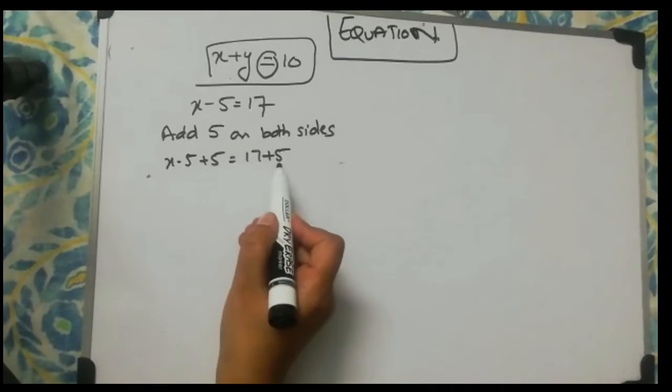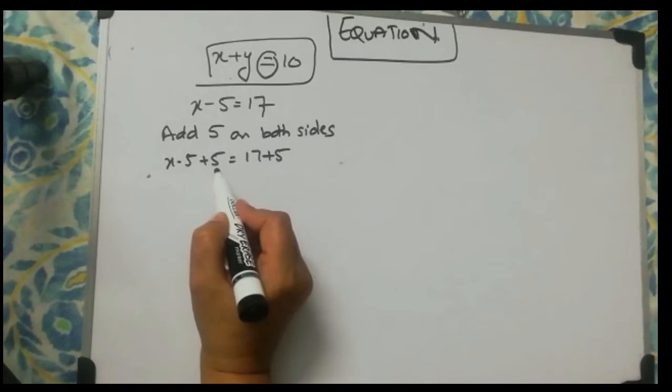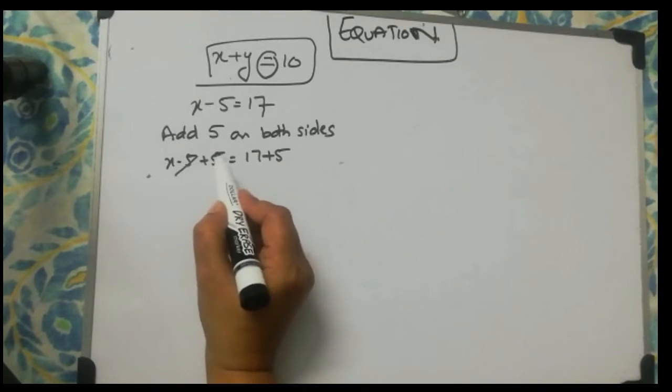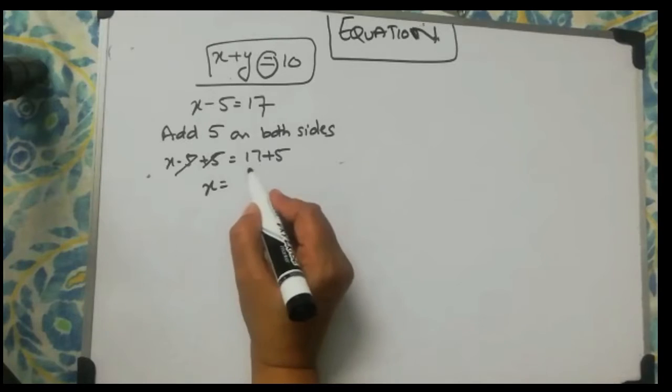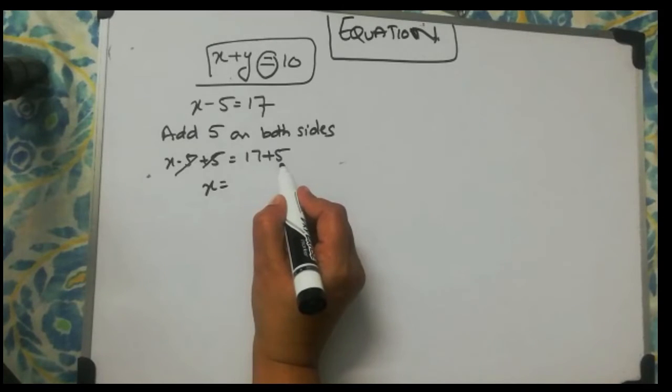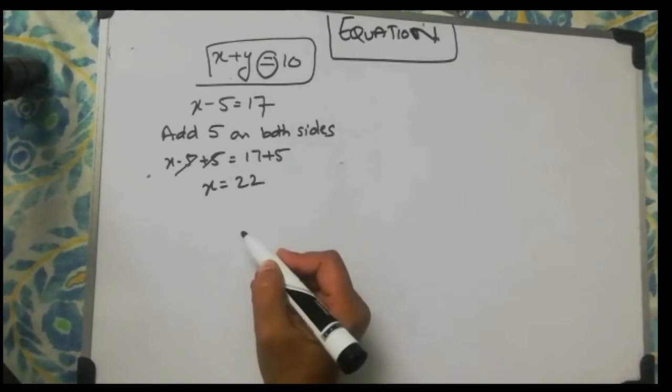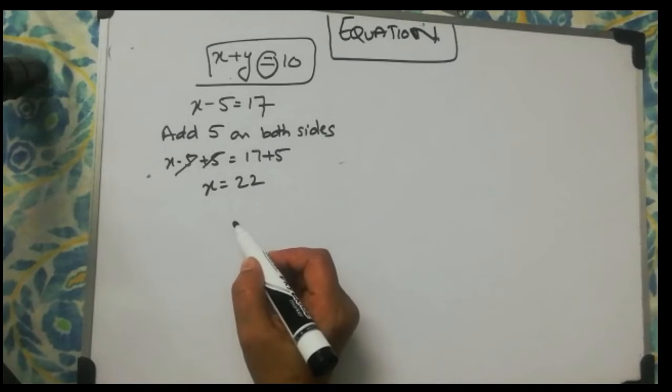We added 5 on both sides. Now the quantities are the same and the signs are opposite, so they cancel. So x comes out to be 17 plus 5, which is 22. So the value of x comes out to be 22.